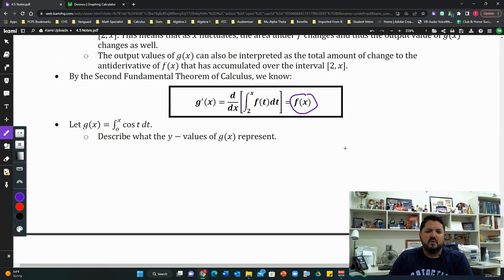All right? So let's start by taking a look at an example here. I'm going to define a function g of x as the integral from 0 to x of the function cosine of t dt. Okay, so first I just want to explain what the y values of g of x represent. Again, just like with any other function, the way a function works is you pick an input, you plug it in, and then we do some math, and it produces an output. Well, in this case, the math that I have to do is some serious calculus.